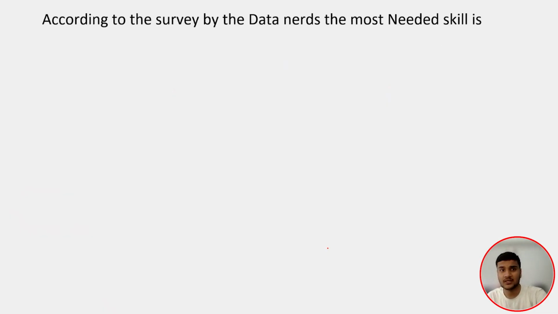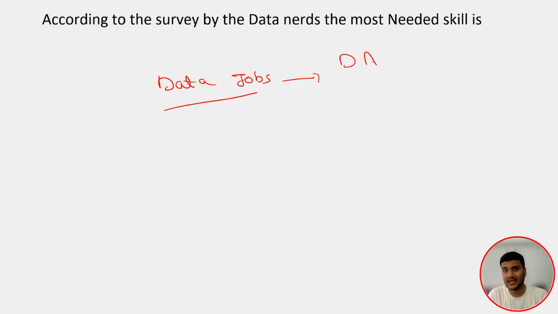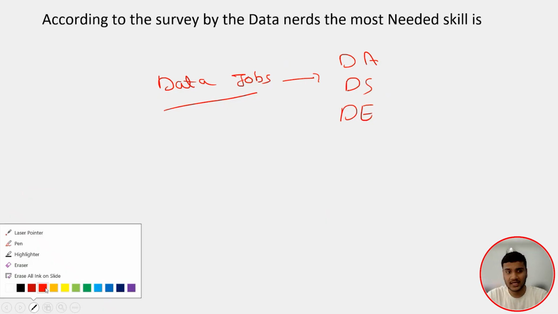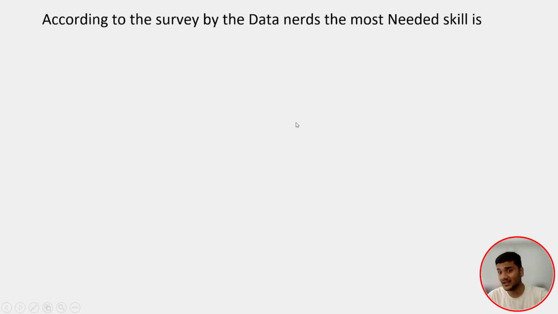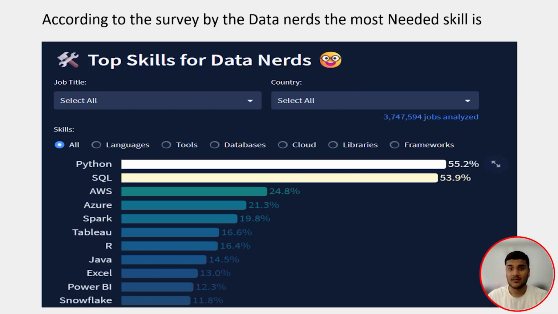And let me give you another survey. This survey is by Data Nerds, on the most needed skills for data jobs. Data analyst, data scientist, data engineer, all of these come under data jobs. The most needed skill according to that survey is Python in the first place, at about 55.2%. And the next is SQL. So this is how important it is in today's life.